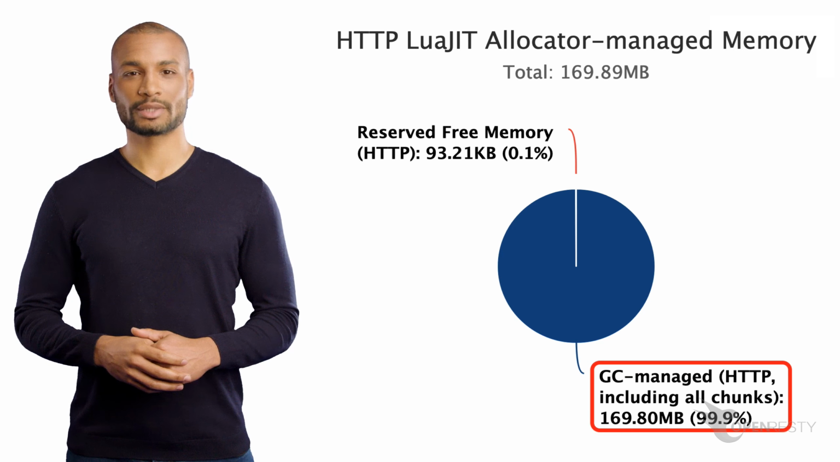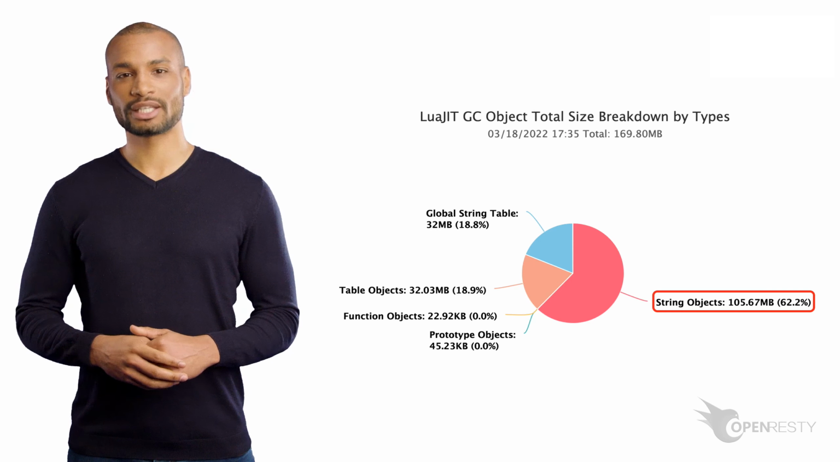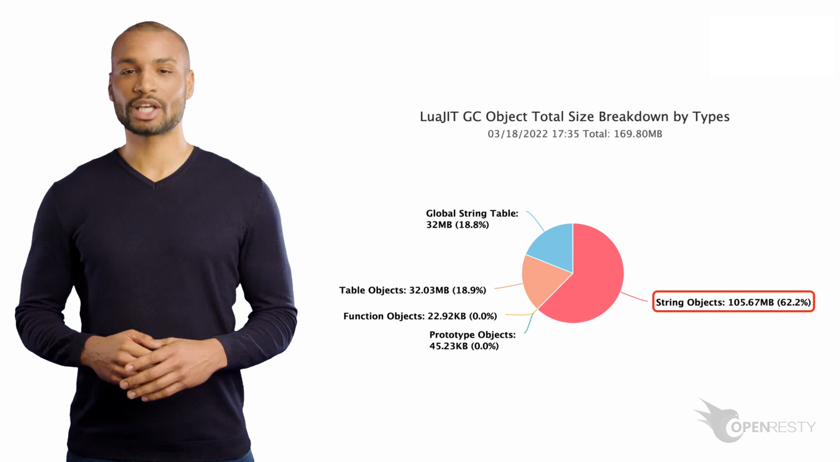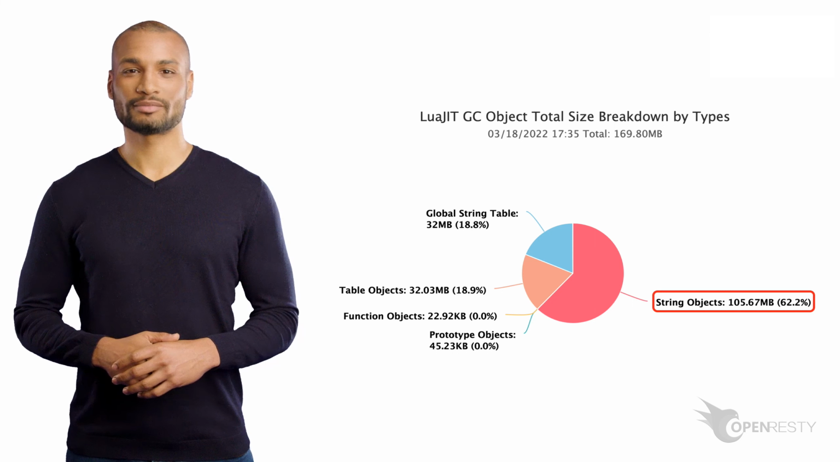Most of the memory is used by GC managed objects for LuaJIT. We can see the breakdown of GC objects by types. The top 3 memory consumers are strings, tables, and global string tables. How can we find out where these objects come from?